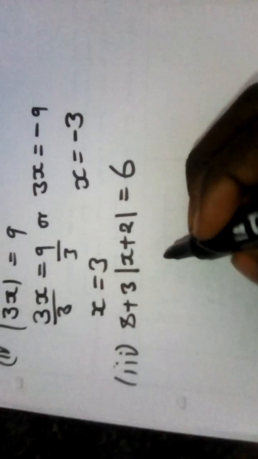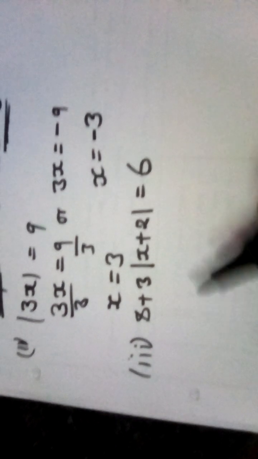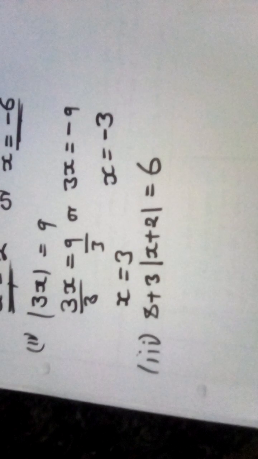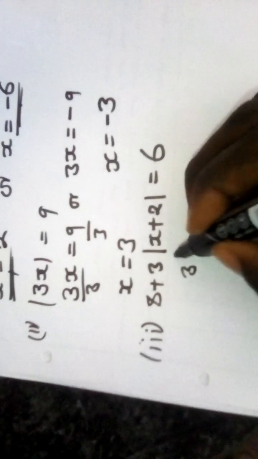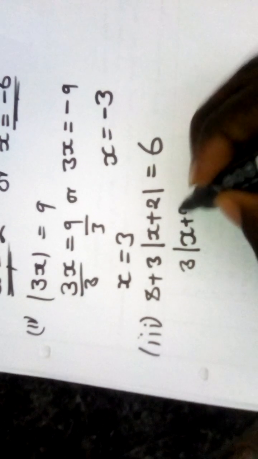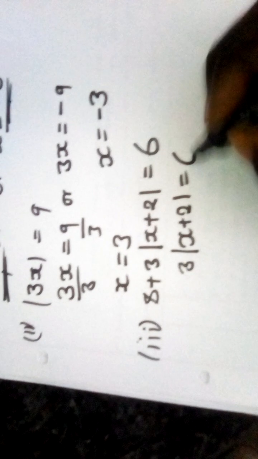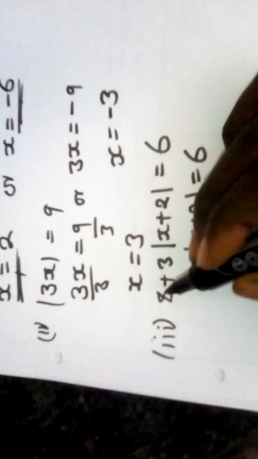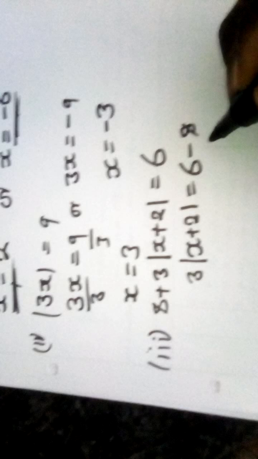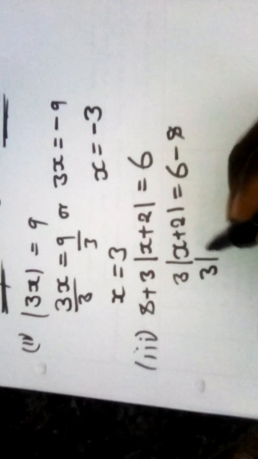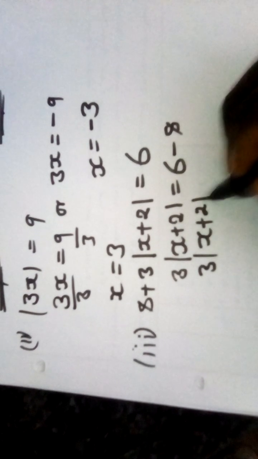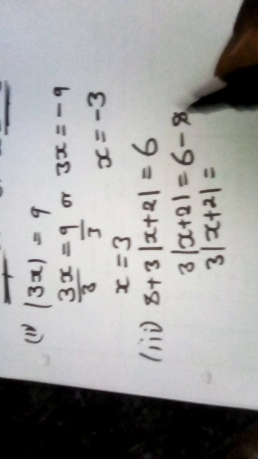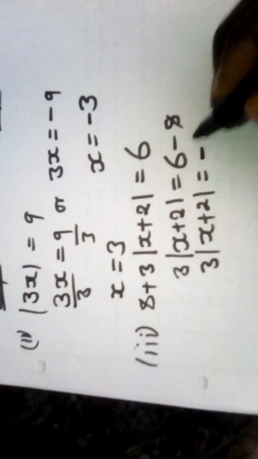Now, the first thing is, let us group the like terms, so to speak. So we are going to have 3 times the absolute value of x plus 2 is equal to 6. We're taking this 8 to the other side. So what is 6 minus 8? That is basically a negative of 2, negative 2.